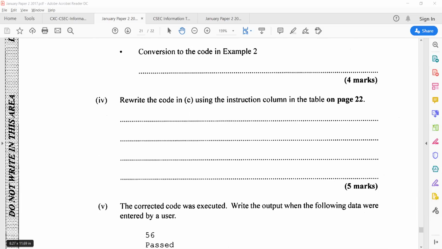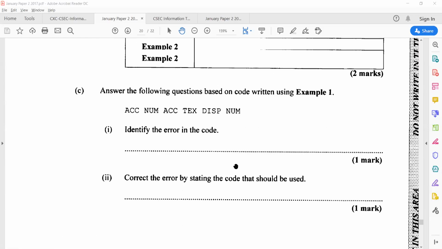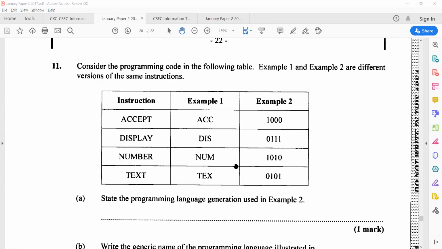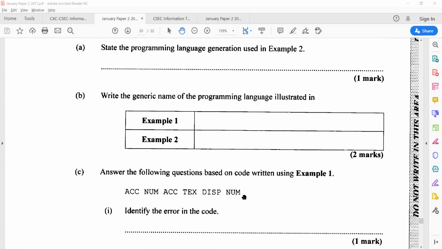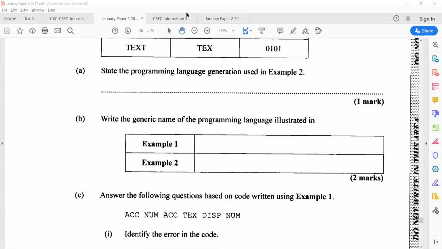Next part of the question, part 4. Rewrite the code in C using the instruction column in the table on page 22. So I'm very interested to see what persons would have done for this question. So please type in the chat your answer for part 4. All right, so I'm going to give you a couple of minutes to type it in. A couple of minutes.